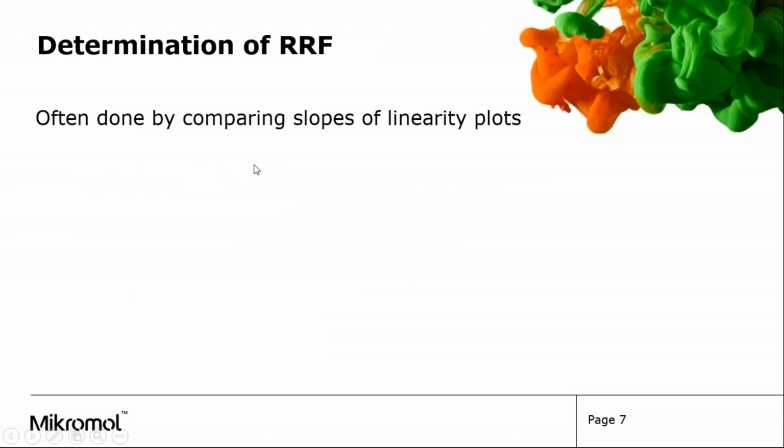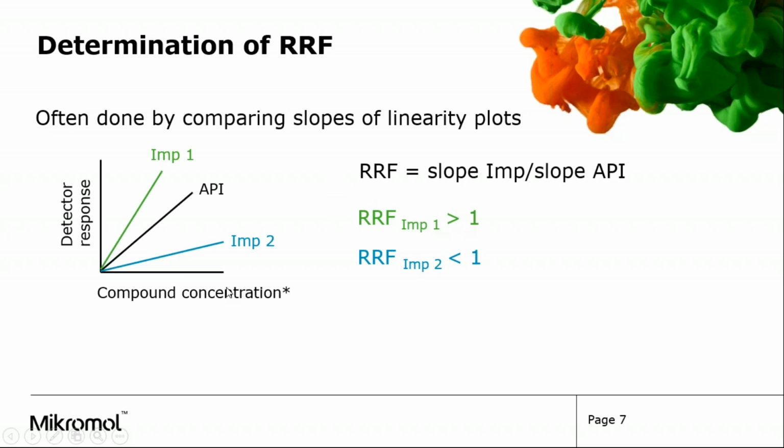So how does one go about determining a relative response factor? I think a very common way of doing this is by comparing the slopes of linearity plots for the API and the impurity. So here we have the detector response versus the concentration of the compounds of interest. And just as hypotheticals, here's the slope for the plot for the API, and the relative response factor would be simply the slope of the impurity plot divided by the slope of the linearity for the API. So in this example, impurity 1 would have a relative response factor greater than 1 because it has a greater slope, while impurity 2, the RRF value, would be less than 1.